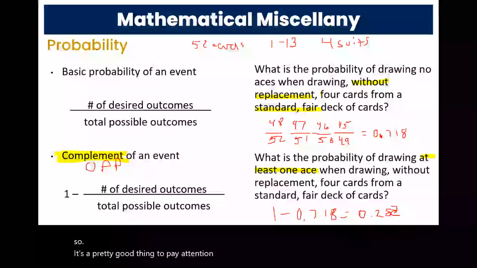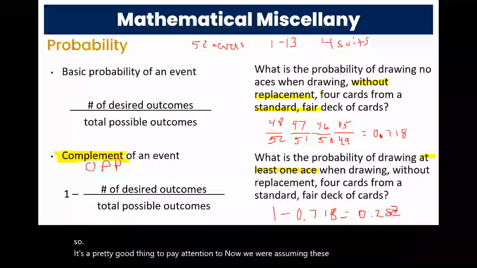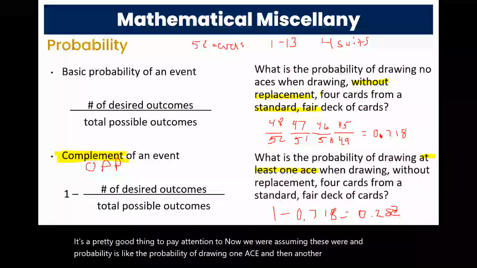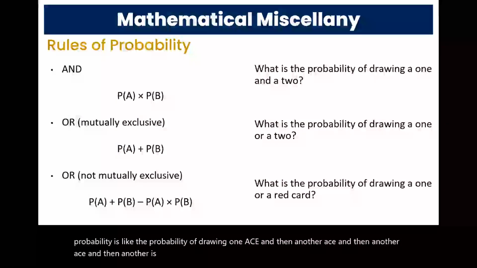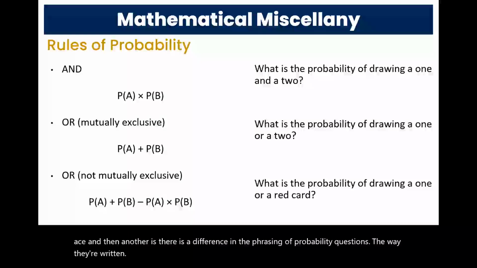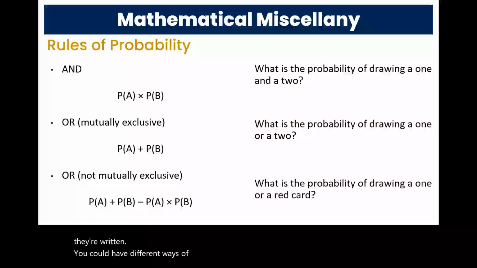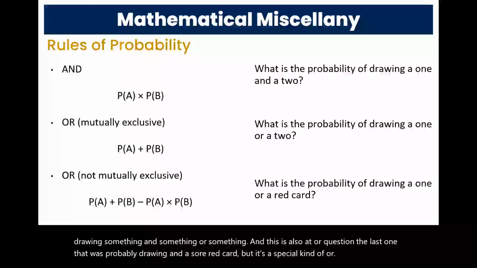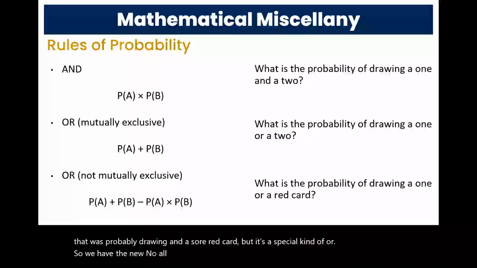Now, we were assuming these were "and" probabilities, like the probability of drawing 1 ace and then another ace and then another ace and then another ace. There is a difference in the phrasing of probability questions, the way they're written. You can have different ways of saying things. So you could say, what is the probability of drawing something and something, something or something? And this is also an "or" question. The last one, what is the probability of drawing an ace or red card, but it's a special kind of "or." So we have to know all 3 types of our probability rules.